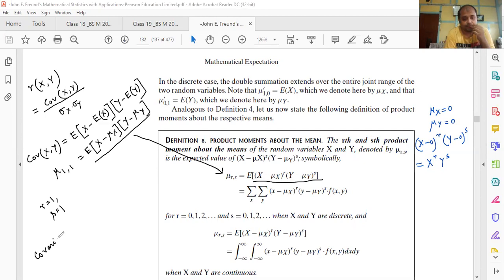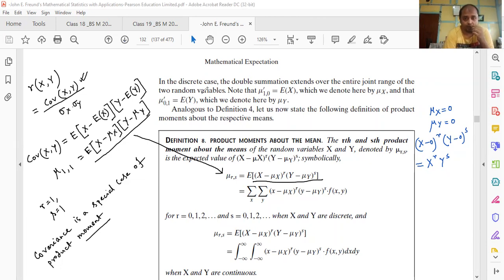Covariance is a special case of product moment, and therefore the correlation coefficient where covariance is involved is called the product moment correlation coefficient. That is the reason why it is called the product moment correlation coefficient. I hope you have understood this particular point.